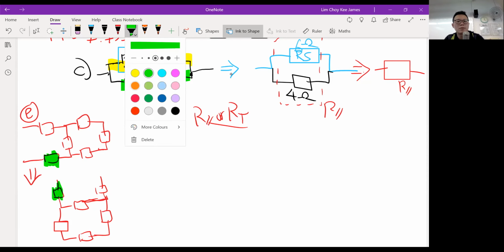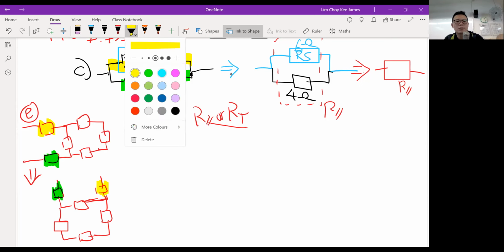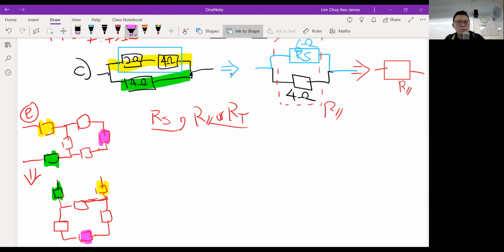Then let me choose a nice color. So the yellow one, this is the yellow guy. Then maybe I'll do one more. I will use the pink one. The pink one will be here. This will be the pink one. Once you tilt it, I believe you should be able to get the orientation.